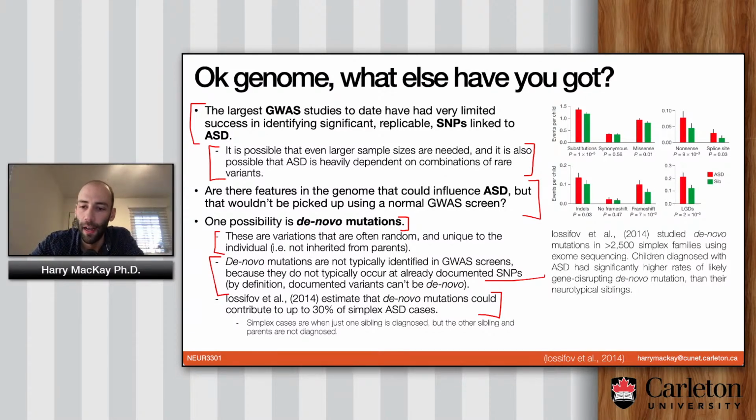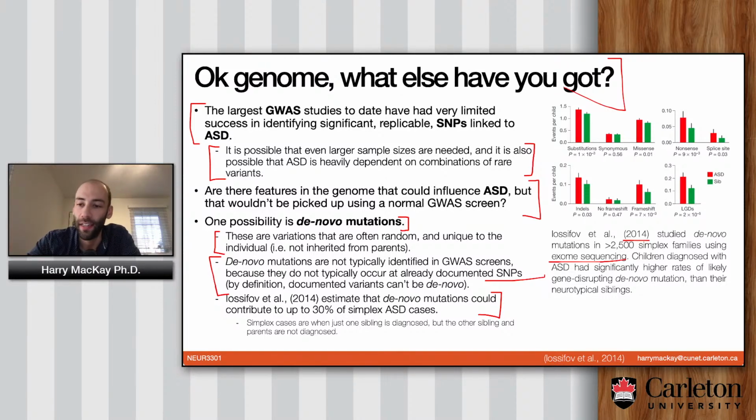And Iossifov and company back in 2014 used exome sequencing. So this is when you use genome sequencing of just the exons of the DNA. That sequencing is a method that will detect de novo mutations because you haven't planned ahead of time what you're looking for. You're just sequencing out the genome and asking what it's got. That's why the title of the slide is "Okay, genome, what else have you got?" Because the SNPs aren't cutting it.